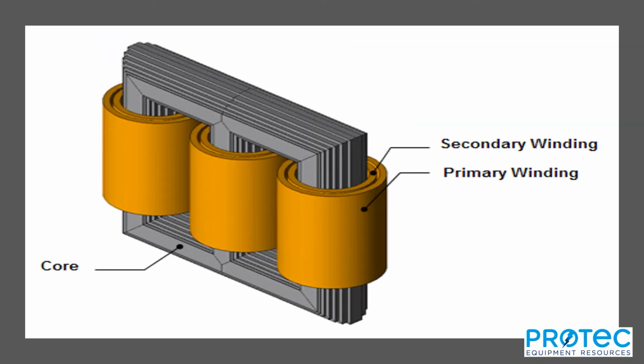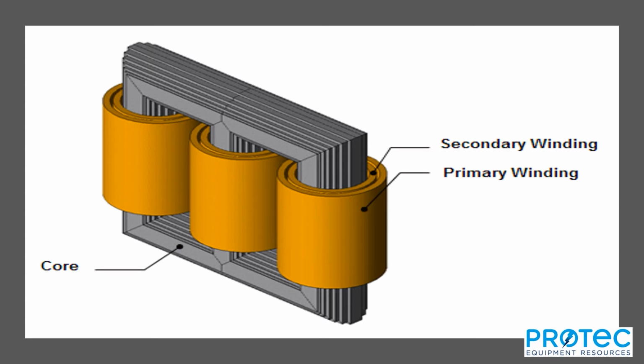Going on to the next slide, you can see that. You see the core. You see the three legs of the core. It looks like an 8 that's set on its side. And you see that there is a secondary winding wound first on the leg, and then outside of that a primary winding is wound on that leg of the core.